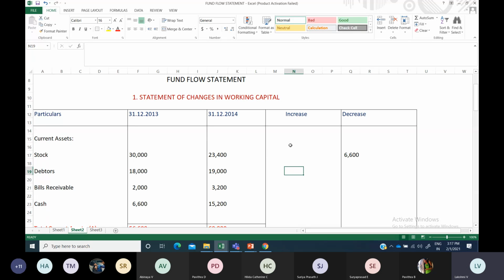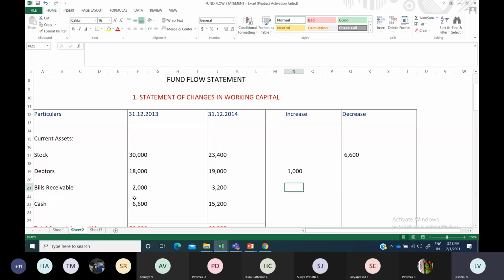Okay. So next is 18,000, 19,000. So this is again an increase. Last time it was a decrease, this time it is an increase. So increase in current asset increases working capital. So what is the difference amount? 1,000. Okay.